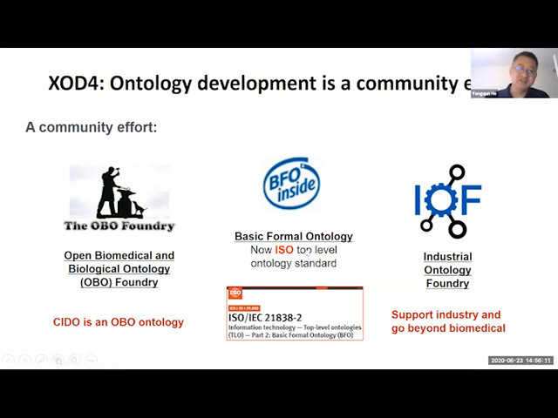And we also have the Basic Formal Ontology, as I mentioned, which was just last month approved to be an ISO top level ontology. So fortunately, most of the OBO ontologies are aligned with the top level. So now we have a unified way to work together. And then it goes beyond biomedical, and now we have the Industrial Ontologies Foundry, IOF. So yeah, a lot of work is going on, but people realize it should be a community effort.